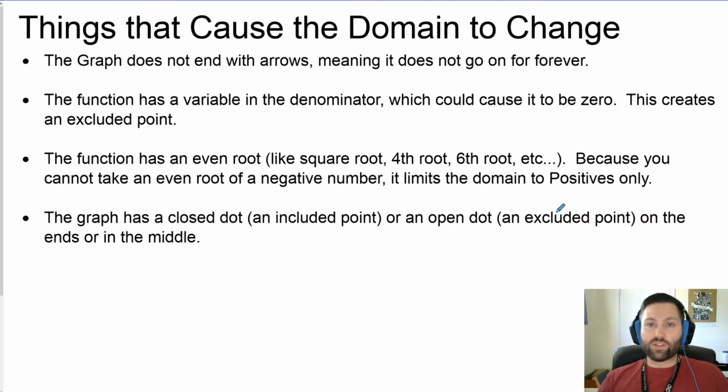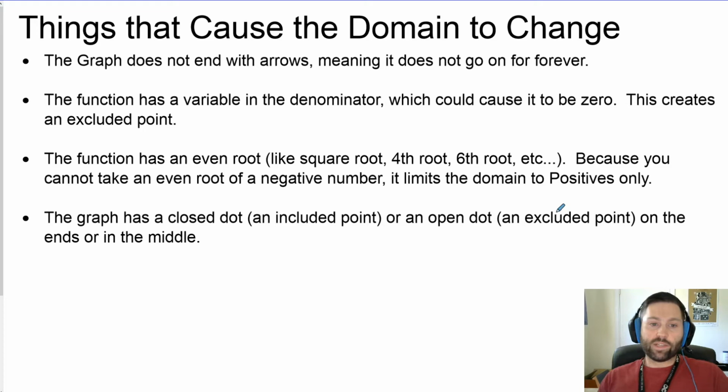If the function has a variable in the denominator, like 2 divided by x, for example, x could be 0 at some point. If it is, that causes a problem because you can't divide anything by 0. So the function would not work there because it would give me an error on my calculator. So that would create an excluded point.